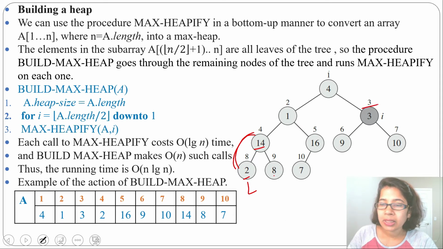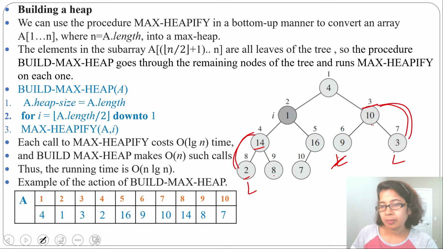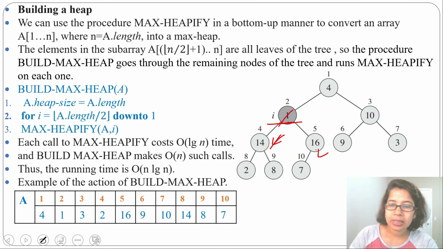Next, the i value will decrease. Now the i value is 3. Node 3 has two children, 9 and 10. Just compare 3 with 9. 9 is the largest. Next, compare 10 with 9. 10 is the largest. Next, we need to swap 3 with 10. So after the swap, 10 comes here and 3 comes here, and the i value will decrease. Now i is 2. Now compare 1 with 14. 14 is the largest. Next, compare 16 with 14. 16 is the largest, so we'll swap 1 with 16. 16 will come here and 1 will come here.